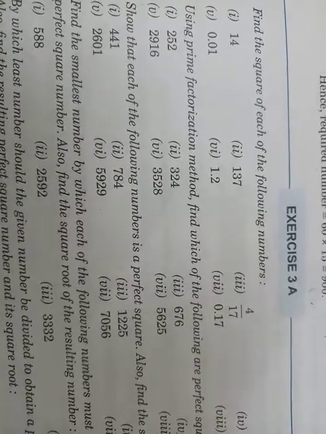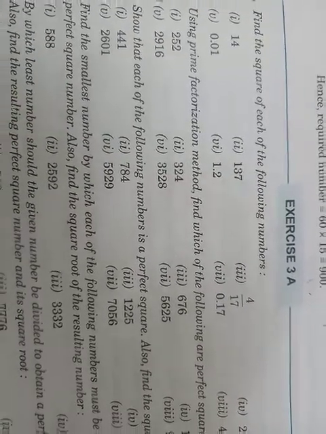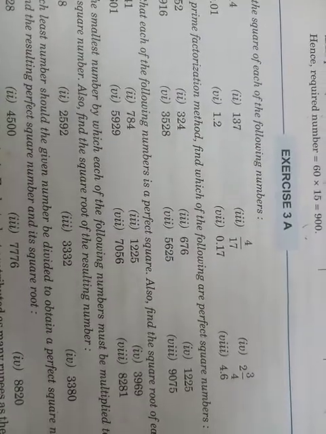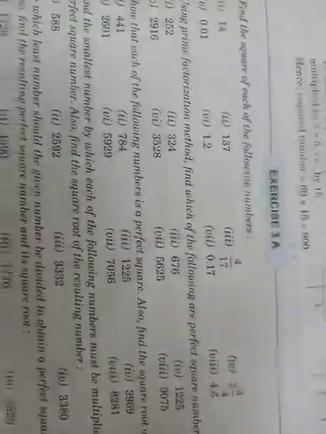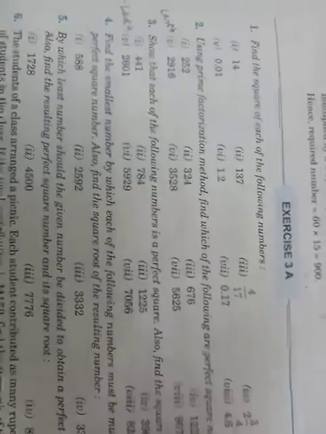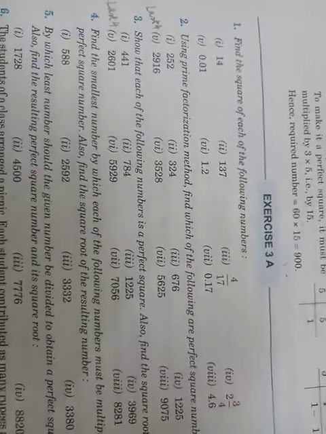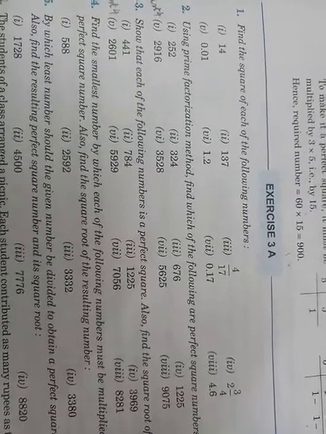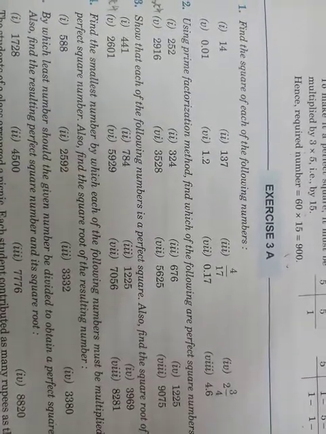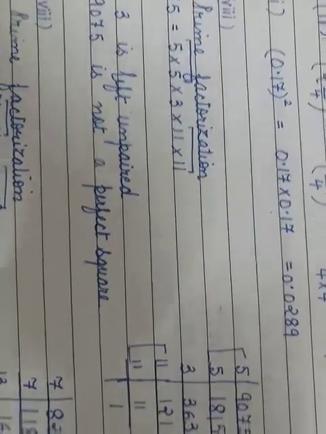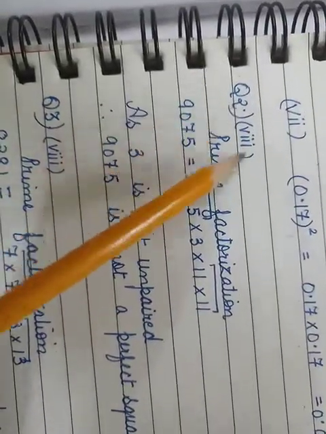They are saying, using the prime factorization method, find which of the following are perfect square numbers. So we are using prime factorization to find out whether the given number is a perfect square or not. It has 8 parts. We'll do the last 4 parts in the fair copy. See how we do it in the fair copy. I've taken question number 2, part 8.